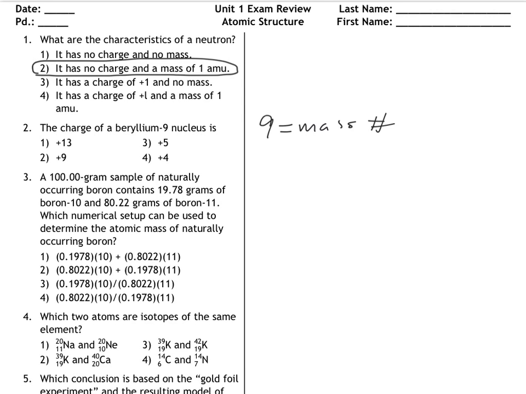If I want to know the charge of the nucleus, I'm going to have to look deeper and use my periodic table. The periodic table tells me that beryllium has 4 protons in its nucleus, and I'm basing that on the idea that it has an atomic number of 4. So if the atomic number is 4, that means that it has a nuclear charge of positive 4, and the answer is 4. A lot of people miss this question because they think that this 9 is somehow a nuclear charge, but remember, this 9 is actually a mass number.